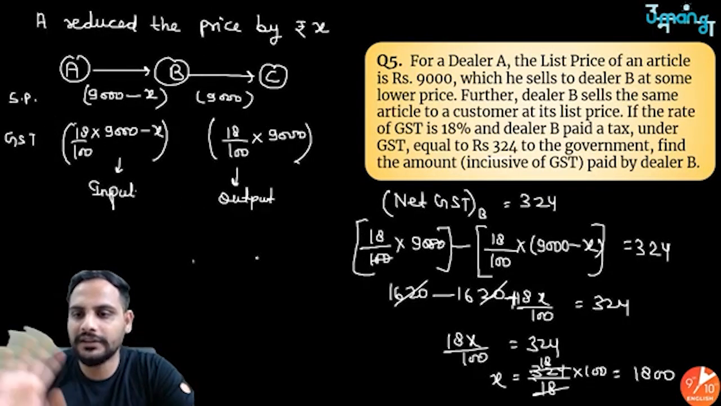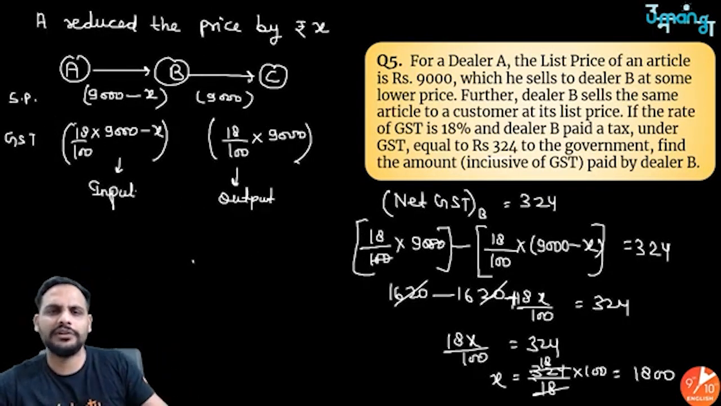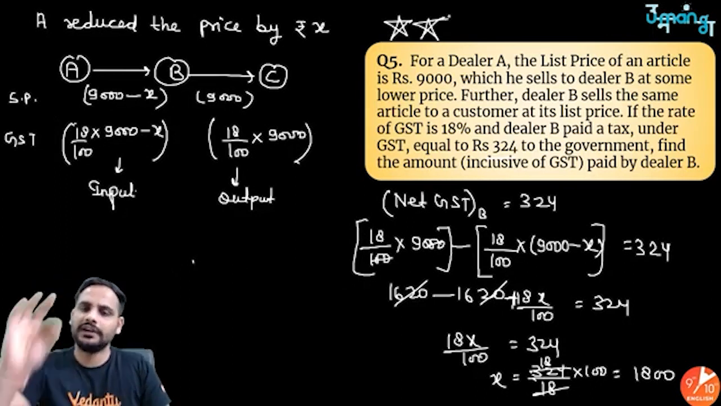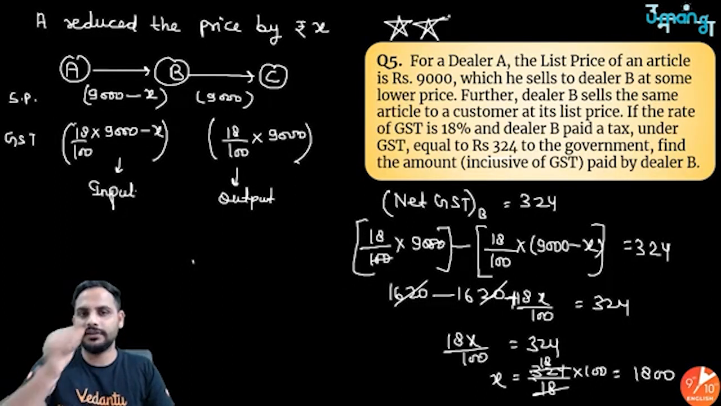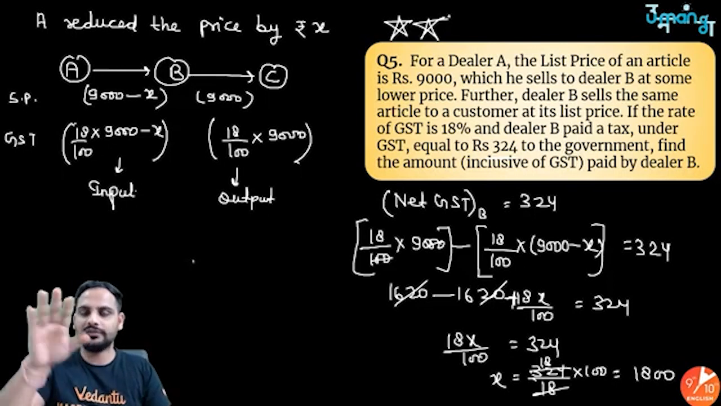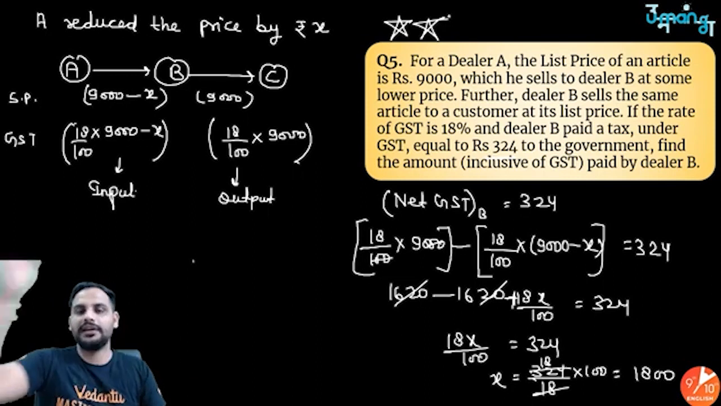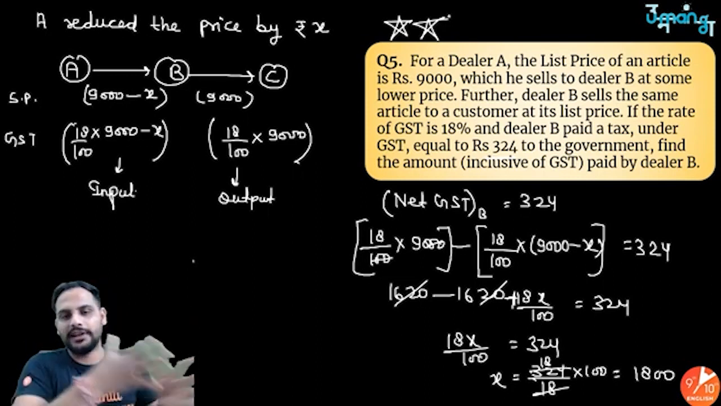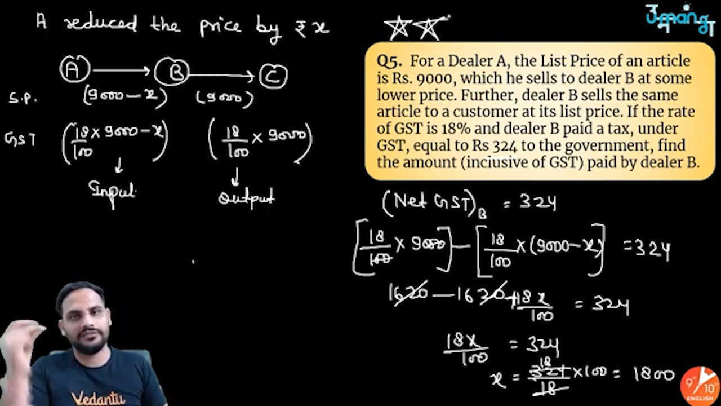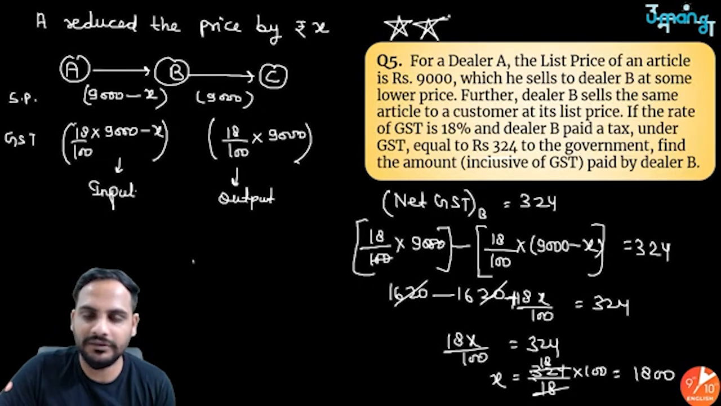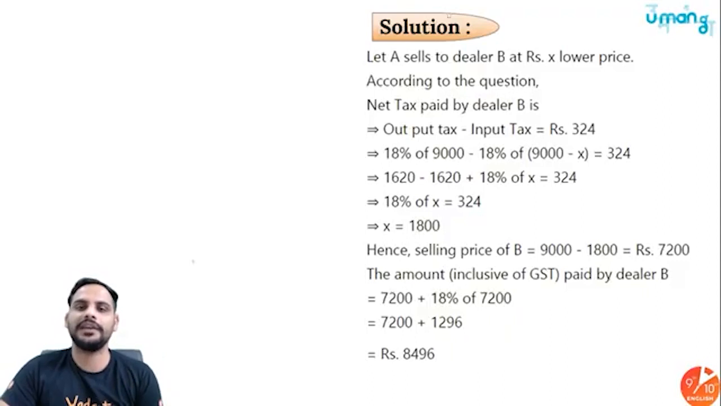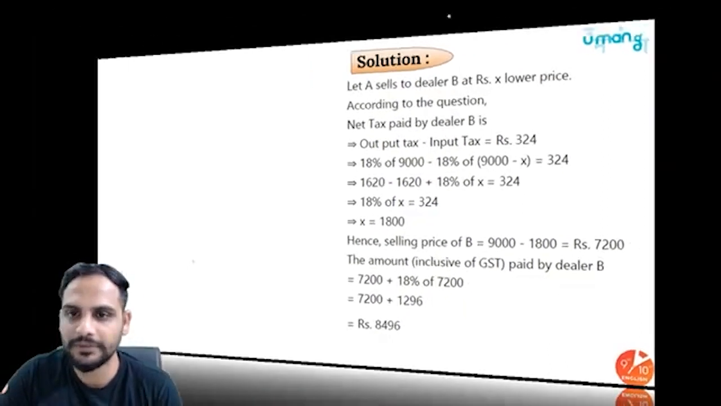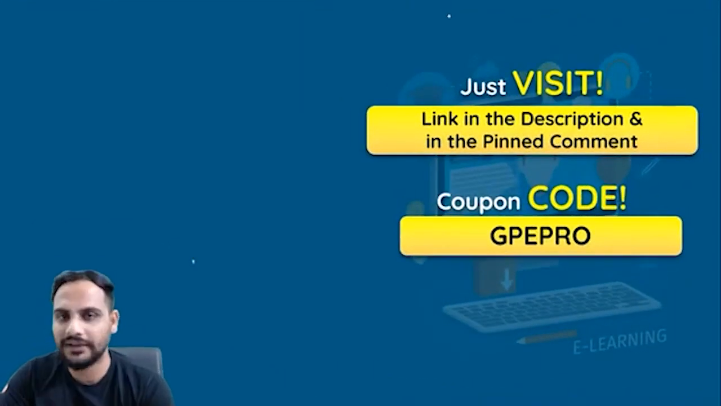Got it? So main thing, this question was good. If you take some time to read the question carefully, you will get to know that net GST is given. So let's say that the price reduced by X rupees. So 9000 minus X here is the selling price, and in the second transaction 9000 is the selling price. I can calculate input tax and output tax in terms of X, solve them, I will get the value of X, everything will be sorted. So in this way you need to think about the variable.